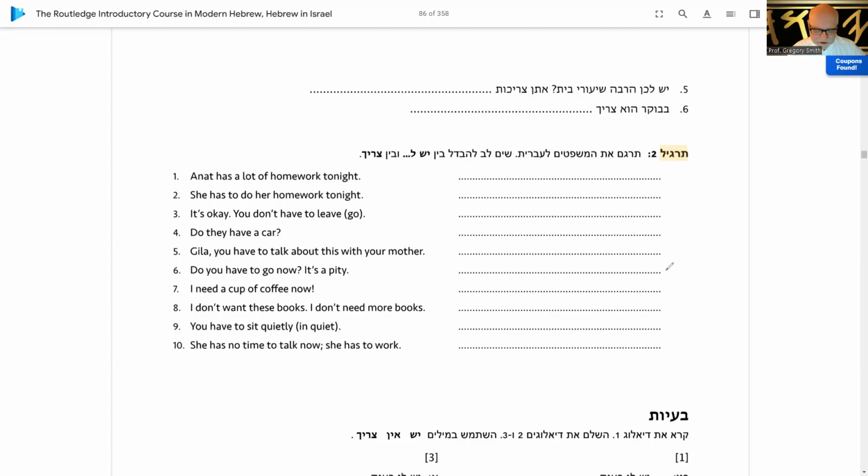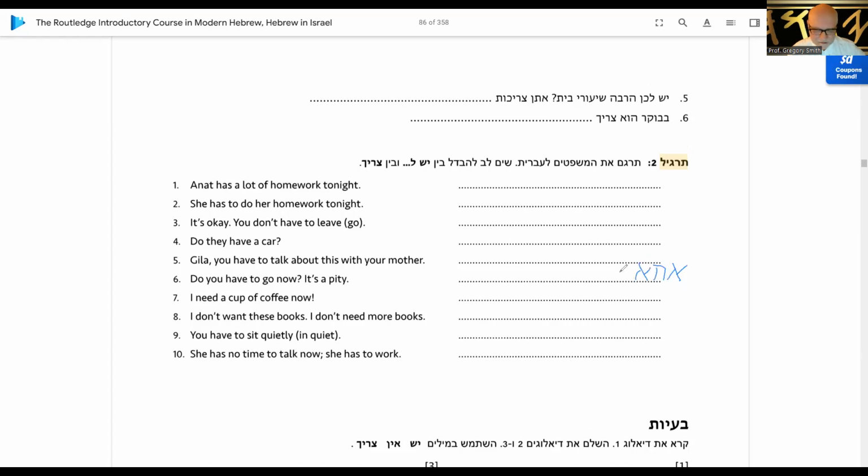Okay, so we could put ata zarich leleket. Ata zarich leleket, you have to go to akshav. I think it's akshav is now. Oh, wait a minute. Akshav.